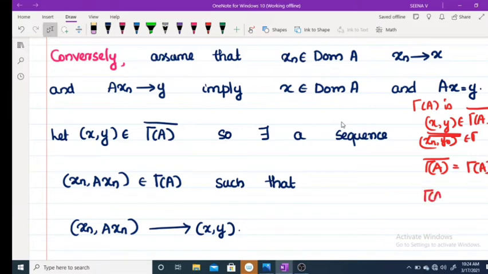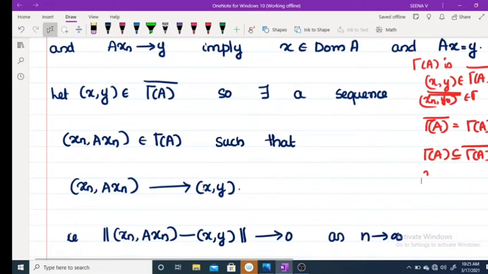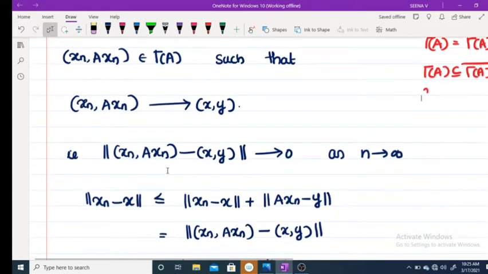Clearly, Gamma(A) is contained in the closure of Gamma(A). This we already know. Now conversely, we have to prove the reverse inclusion. For this, let (x, y) belong to the closure of Gamma(A). That means there exists a sequence (x_n, Ax_n) in Gamma(A) such that (x_n, Ax_n) converges to (x, y).